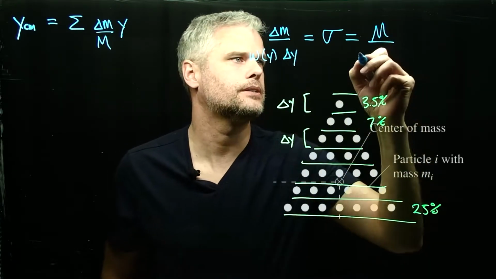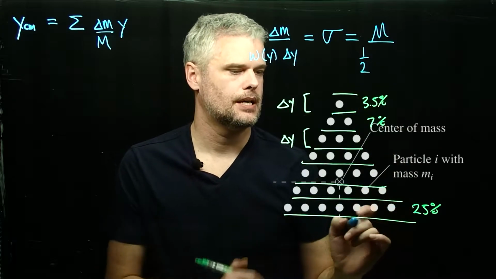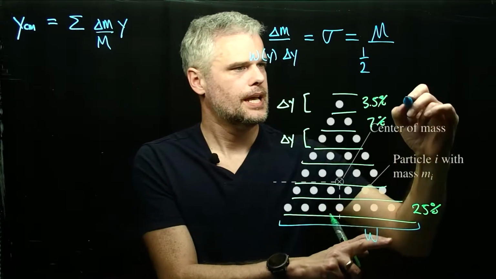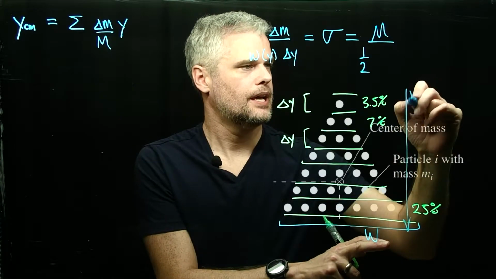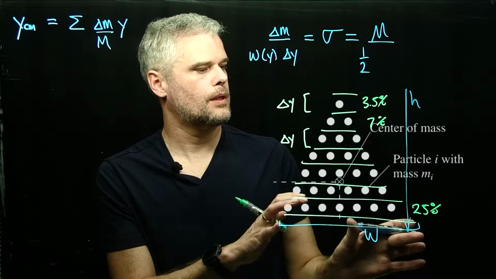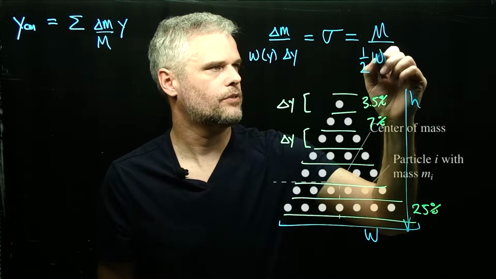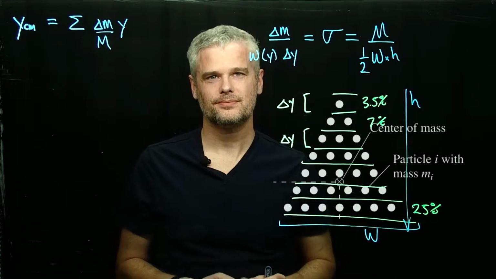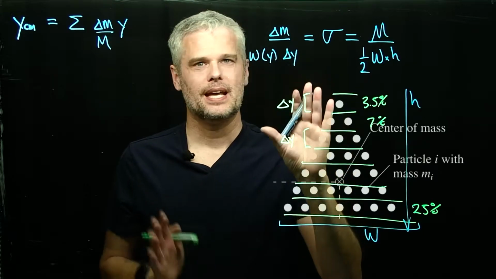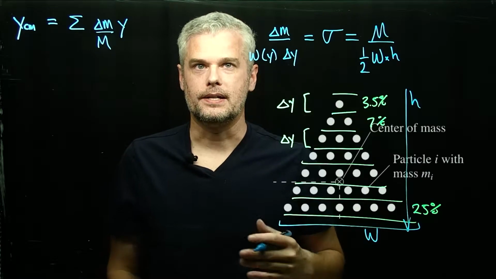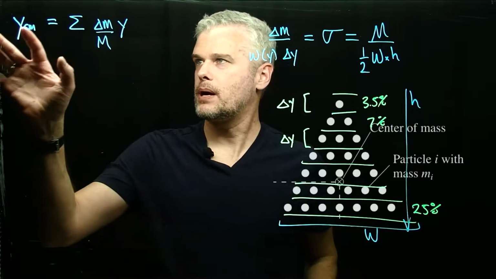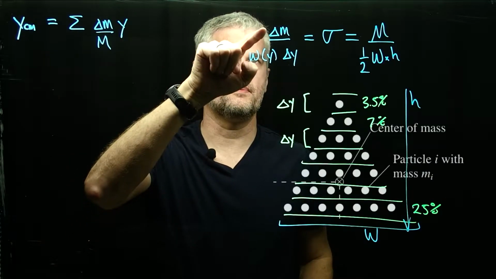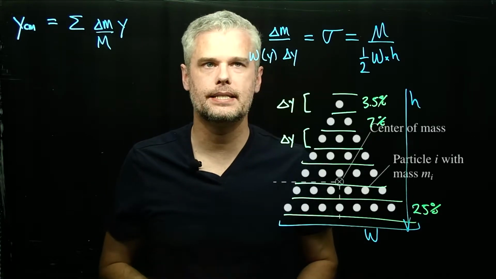Now, the area of a triangle is 1/2 times the base. I'm going to call this base big W, and I'm going to call the height h. So half base times height, half of the width times the height. That is the density. Okay, so that's the most important part of my hint to you, is to start by writing the mass-weighted average with the mass of each slice, and then reason, oh, the mass of each slice is related to density.